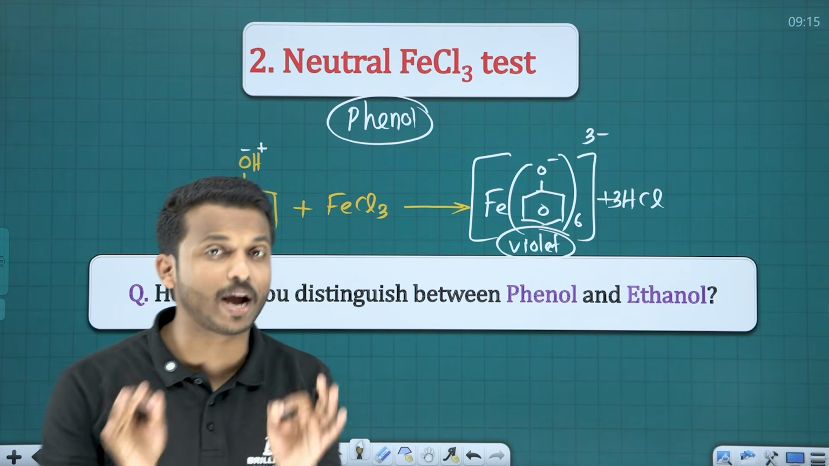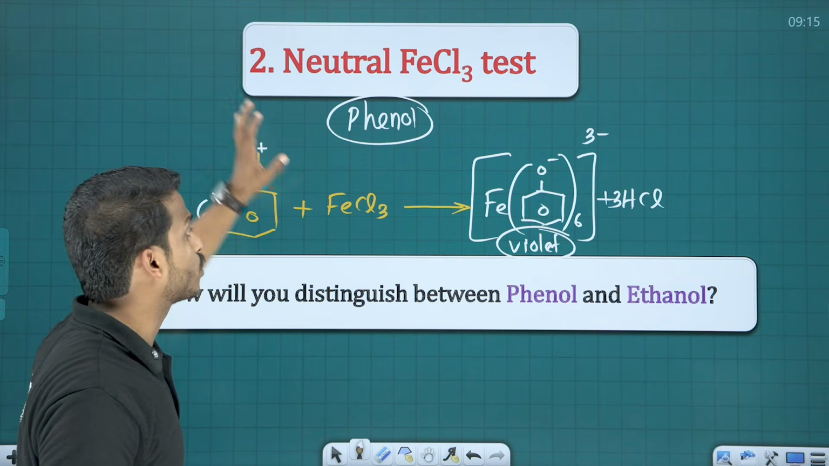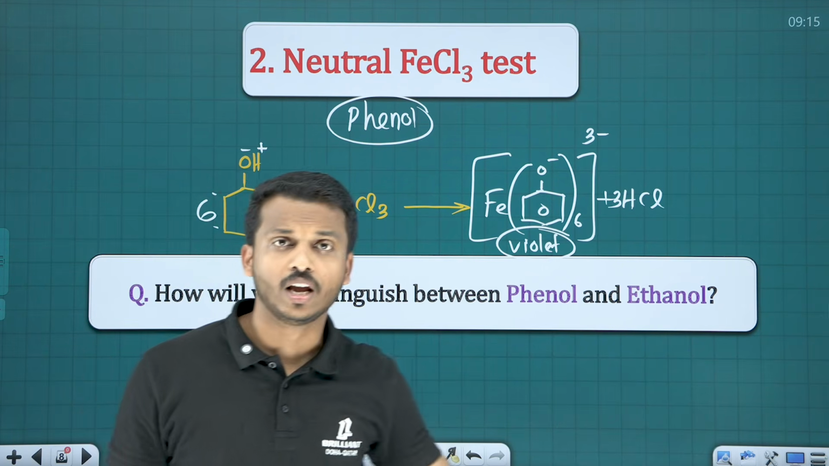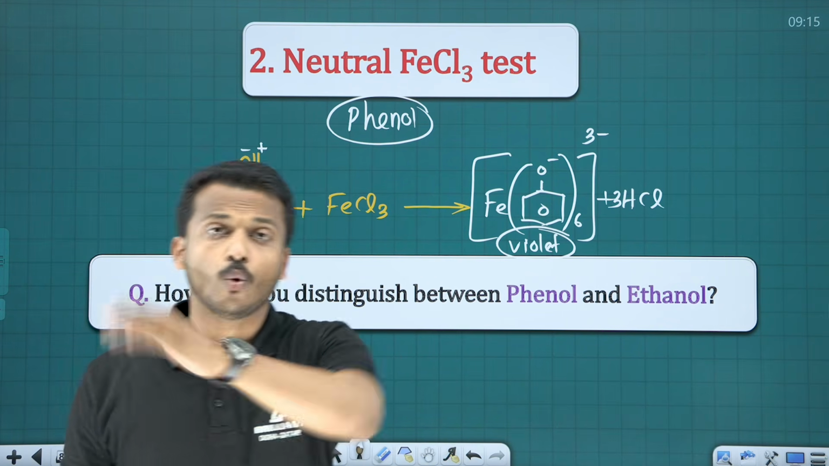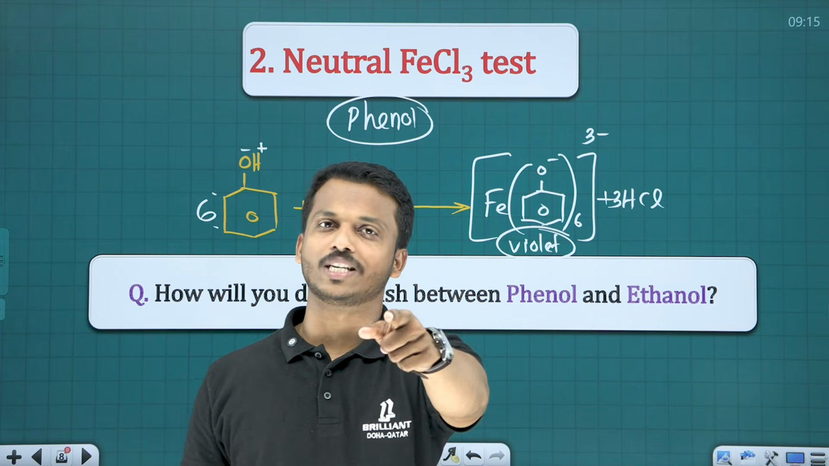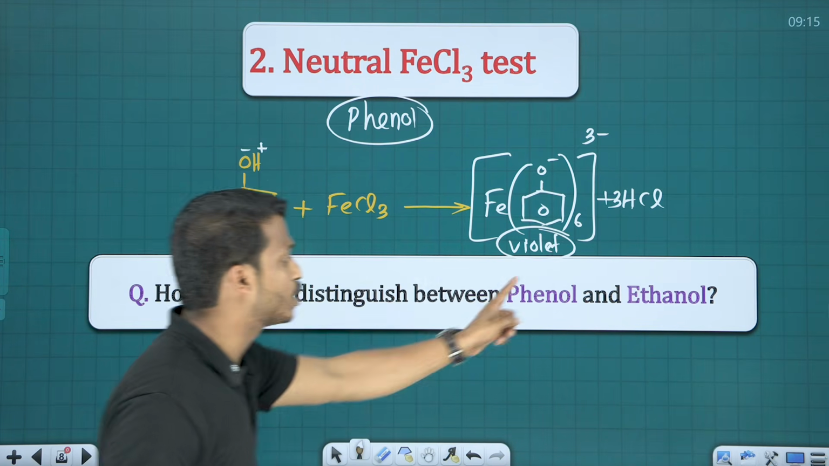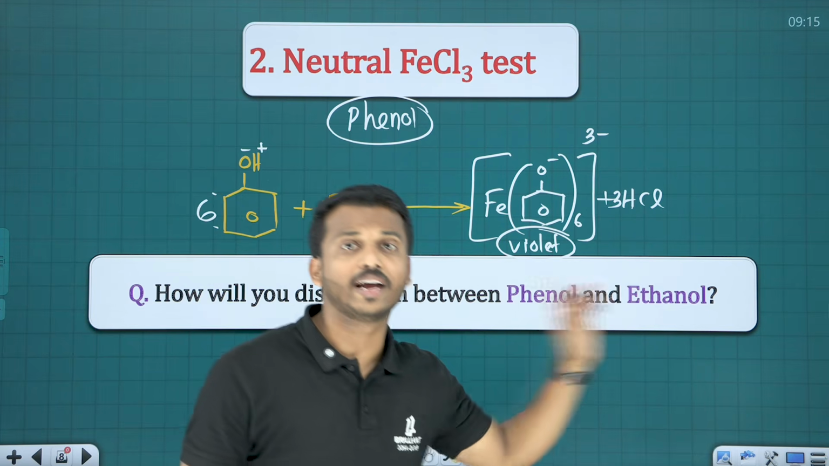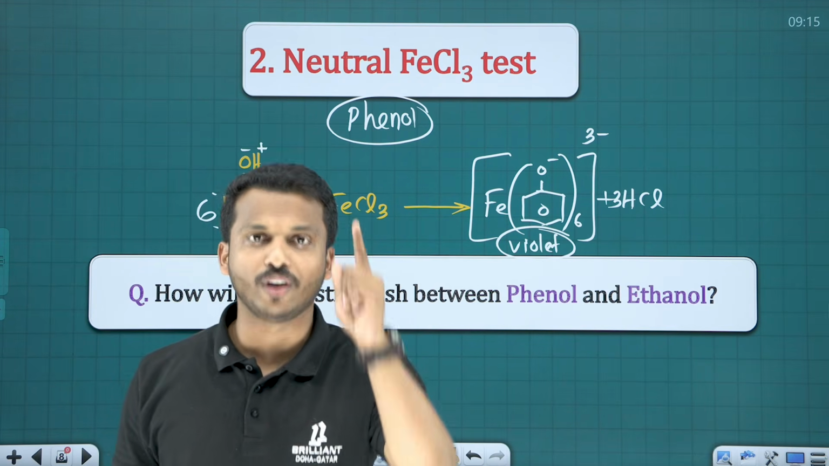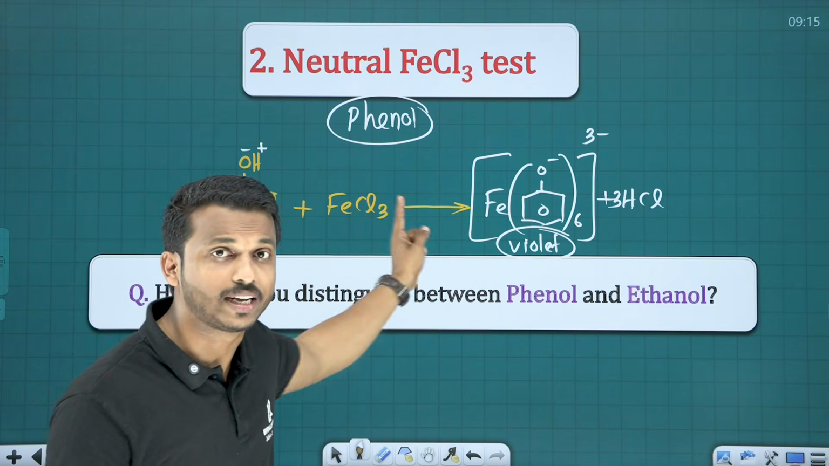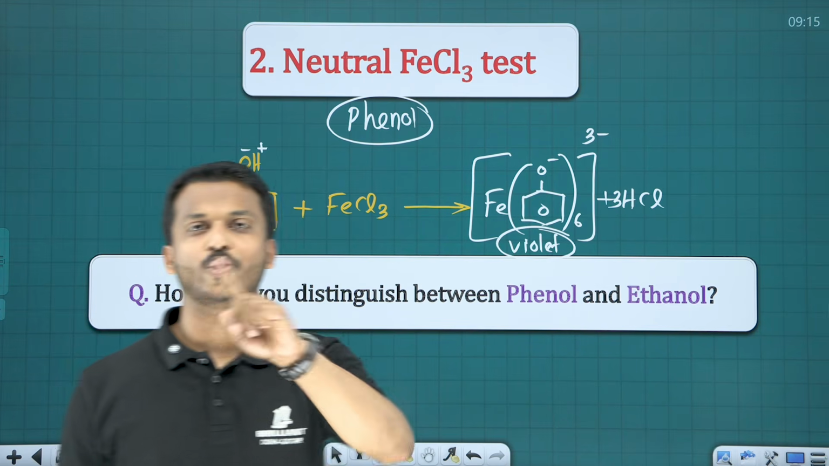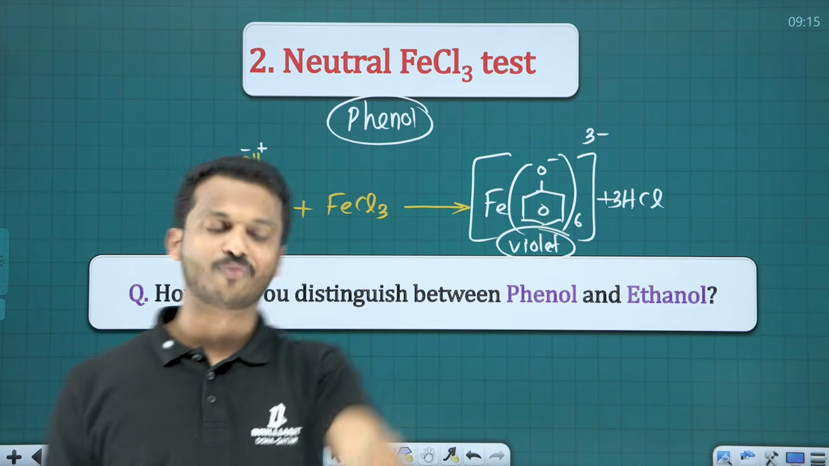This test is given by phenol. So what is the purpose of the neutral ferric chloride test? If they give you a phenol with other functional groups, you can choose this one. For example, how will you distinguish between phenol and ethanol? Both are alcohols, but phenol gives a violet color with neutral ferric chloride, but ethanol does not. That is the purpose of neutral ferric chloride.